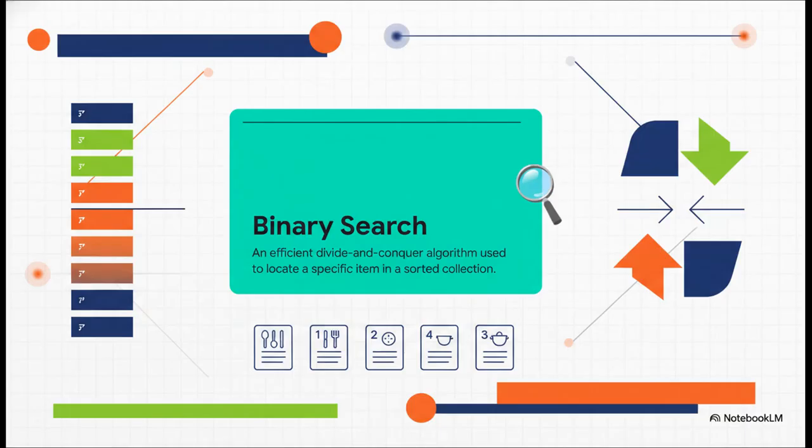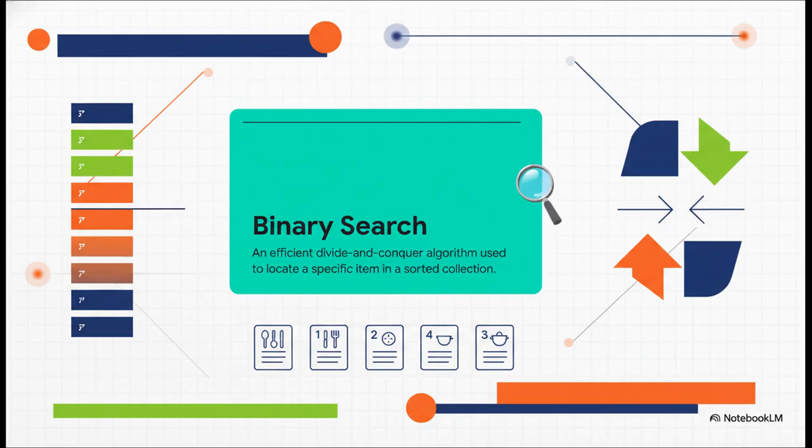So let's look at the formal definition. Binary search is an efficient divide-and-conquer algorithm used to locate a specific item in a sorted collection. Now let's break those fancy terms down for a complete beginner. Algorithm? That is literally just a computer science word for a set of step-by-step instructions. Think of it like a recipe. Divide and conquer is exactly what you just did with that massive dictionary, taking a huge problem and dividing it into smaller, manageable pieces until you finally conquer it.